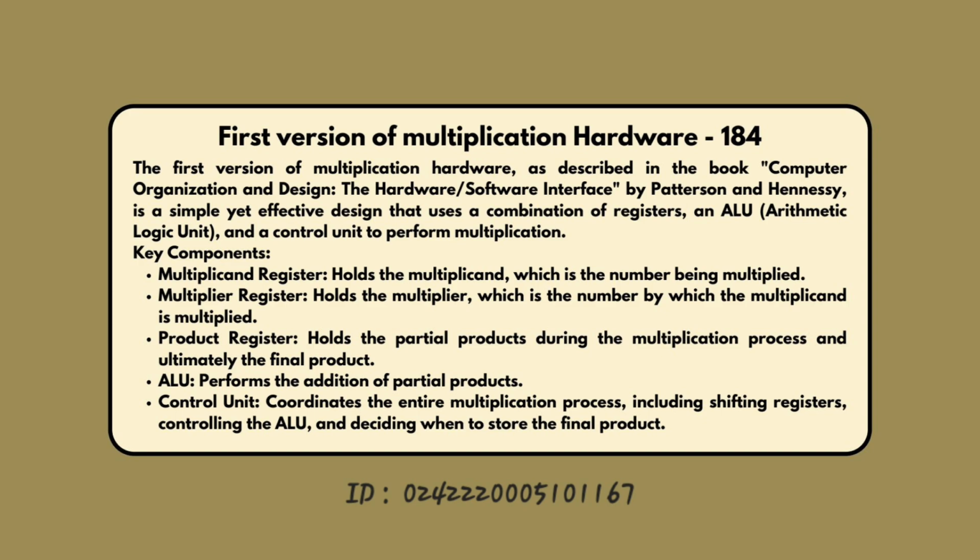Key components: Multiplicand register holds the multiplicand, which is the number being multiplied. Multiplier register holds the multiplier, which is the number by which the multiplicand is multiplied. Product register holds the partial products during the multiplication process and ultimately the final product. ALU performs the addition of partial products. Control unit coordinates the entire multiplication process, including shifting registers, controlling the ALU, and deciding when to store the final product.